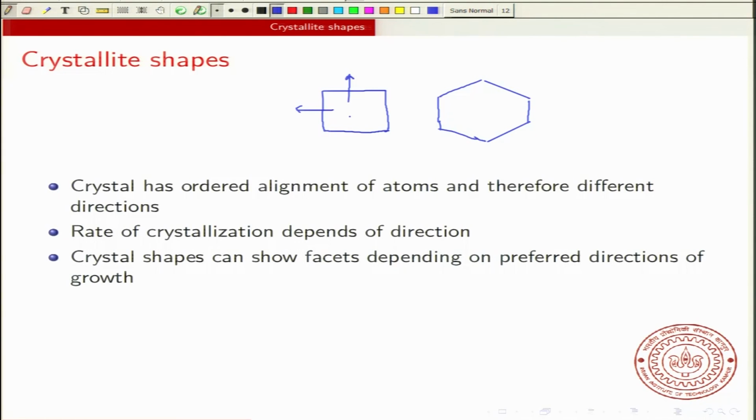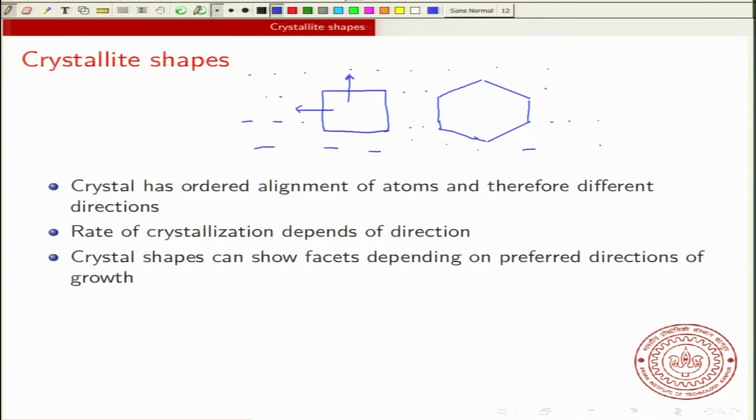So if you imagine that you have a liquid all around, and a small piece of the liquid has crystallized. So, you are looking at crystallization from melt. You have liquid all around, and a small piece of it has become a crystal. Now, the question is, how does the crystal grow?